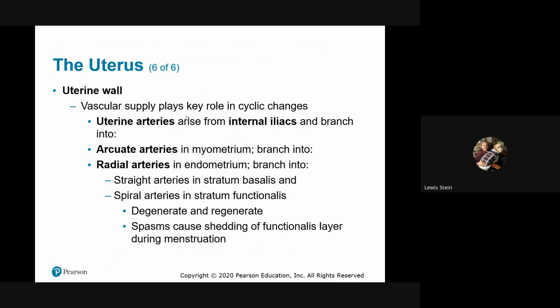is called the corpus luteum because of its yellowish color. It functions for 10 days. When there's implantation, it will function for months until the placenta develops. But in the absence of implantation, after about 10 days, it stops. That relatively sudden stoppage causes these spiral arteries to go into spasm.